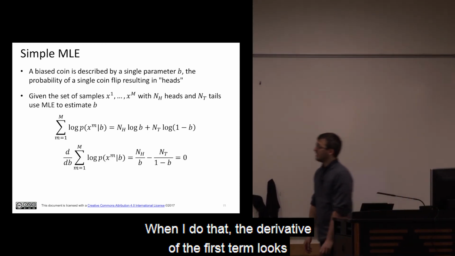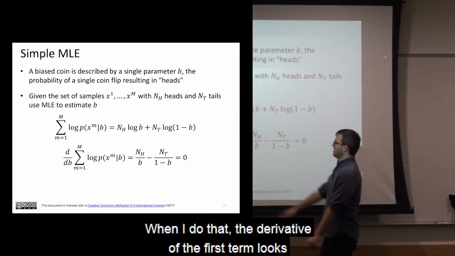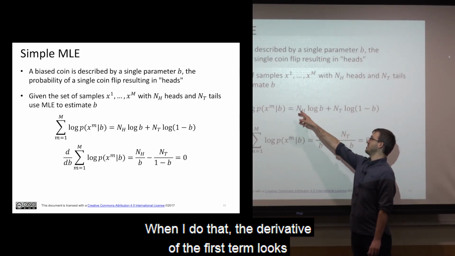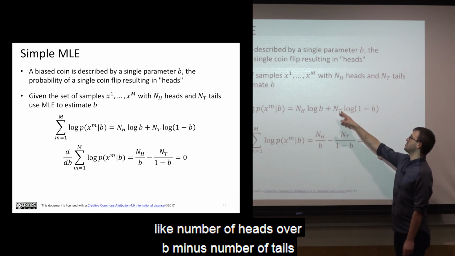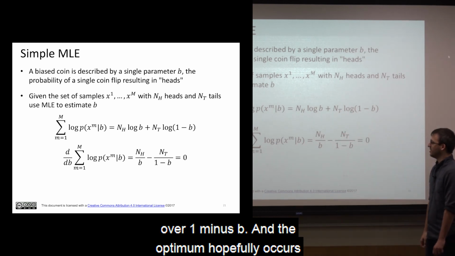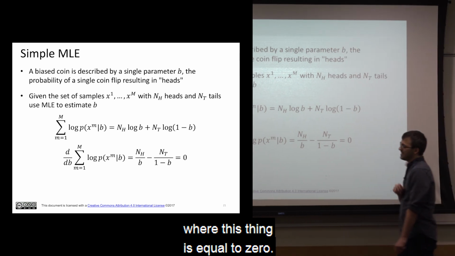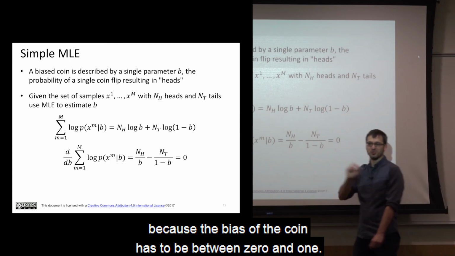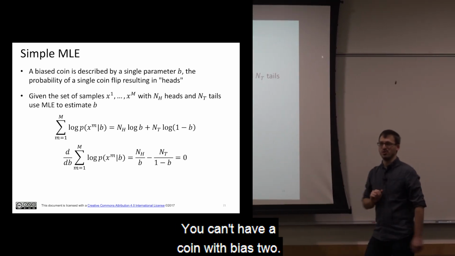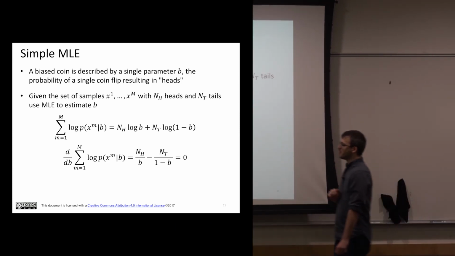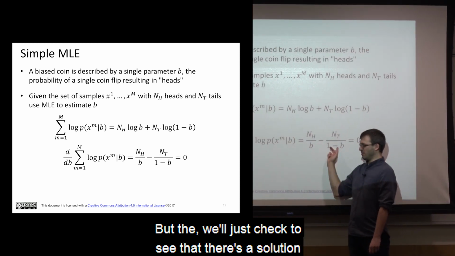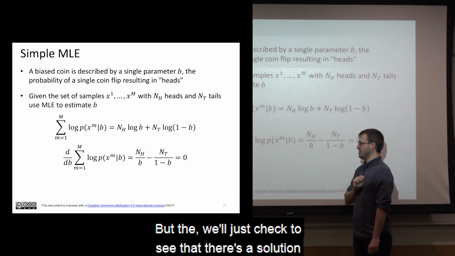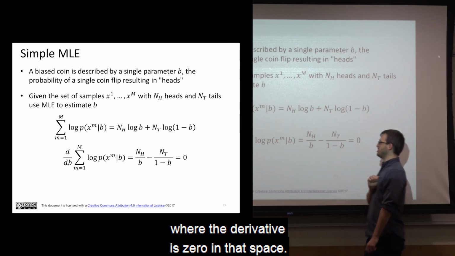When I do that, the derivative of the first term looks like number of heads over b minus number of tails over 1 minus b. And the optimum hopefully occurs where this thing is equal to 0. Technically, this is a constrained optimization problem because the bias of the coin has to be between 0 and 1. Right? You can't have a coin with bias 2. But we'll just check to see that there's a solution where the derivative is 0 in that space.